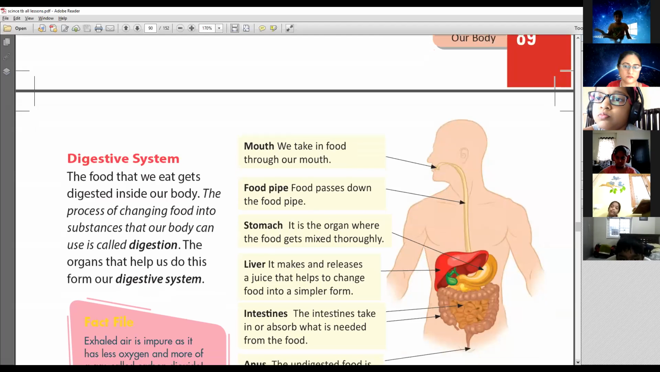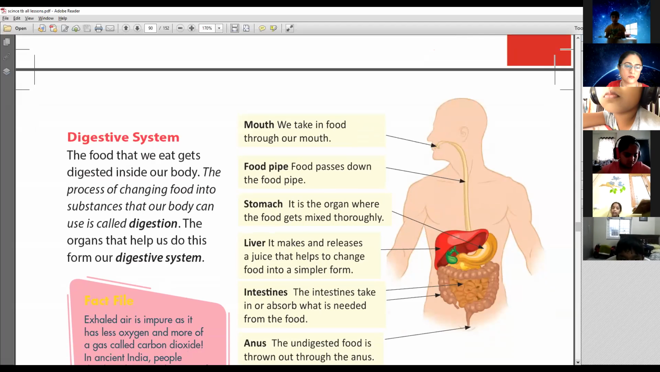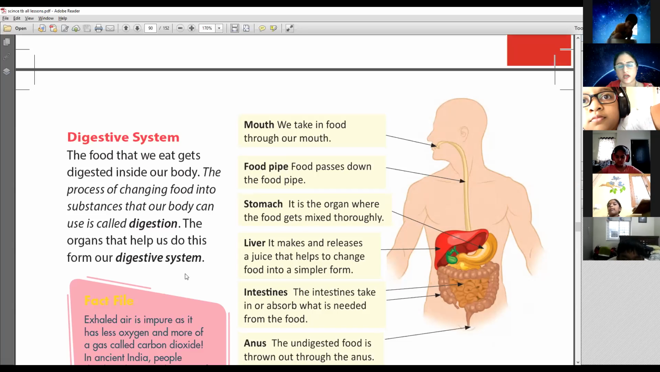Digestive system. The food that we eat gets digested inside our body. The process of changing food into substances that our body can use is called digestion. The organs that help us do this form our digestive system. So what are the organs which help in the digestion process? They form the digestive system. And what does the digestive system do? Whatever food we eat, it will make into a form that our body can use in order to move, in order to have energy.